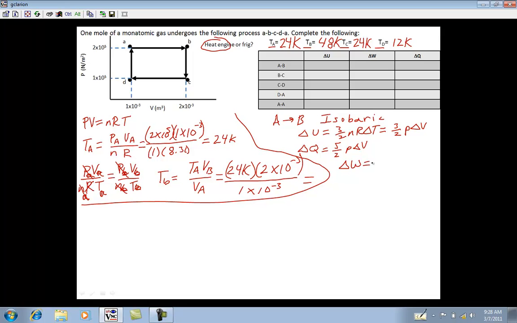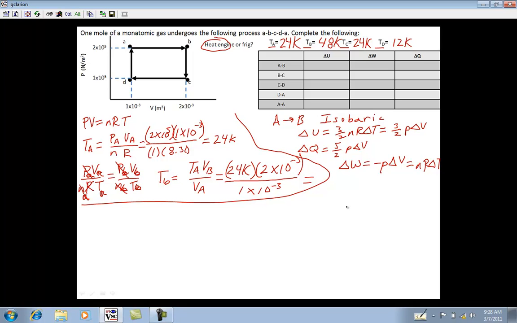from A to B. Delta W is negative P delta V, and because it's P delta V, we also know that that would be equal to negative nR delta T, right? Okay. So let's solve that then.